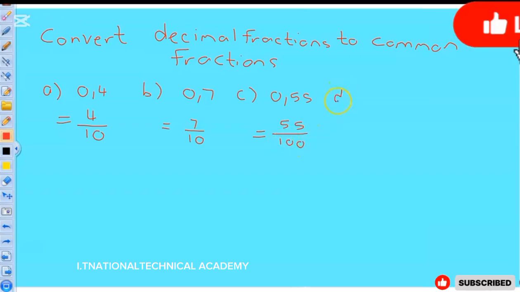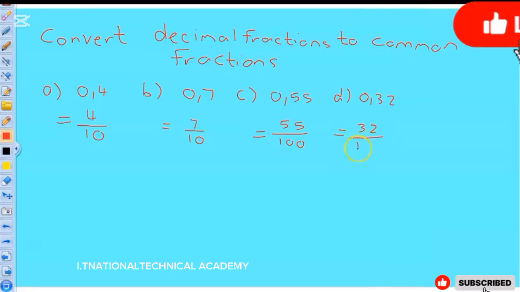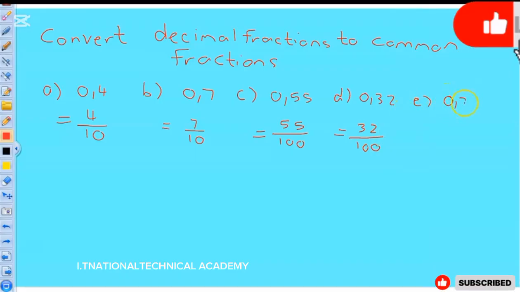Then we have d, which is 0,32, that is equal to 32 over 100. Then we have e, 0,21, that equals 21 over 100.